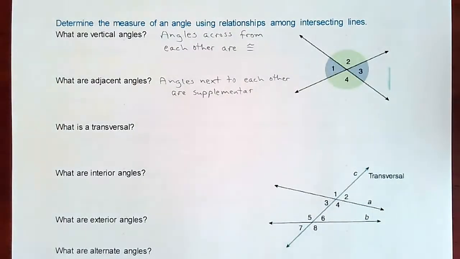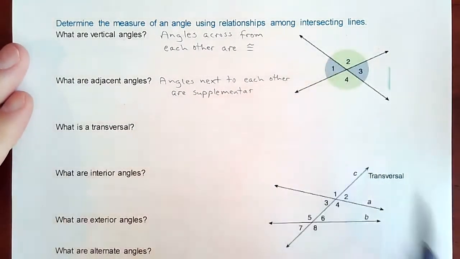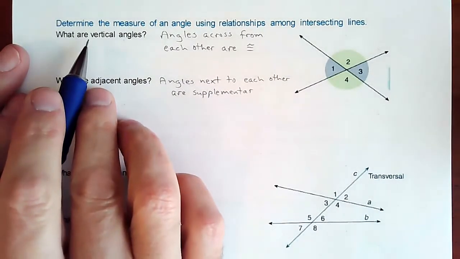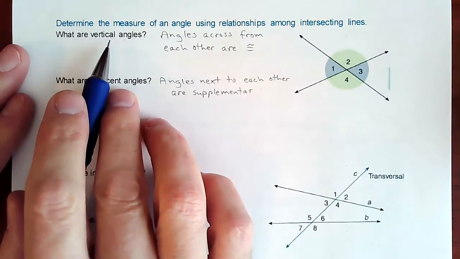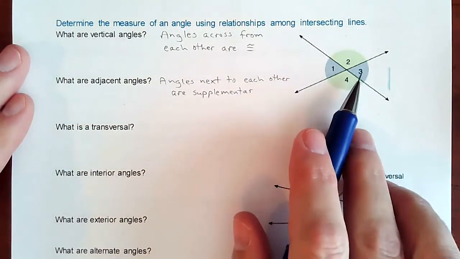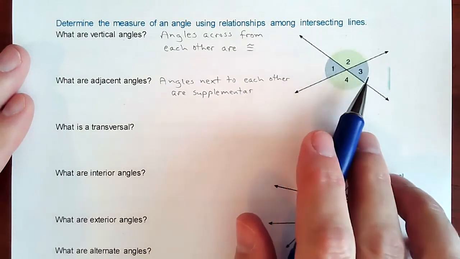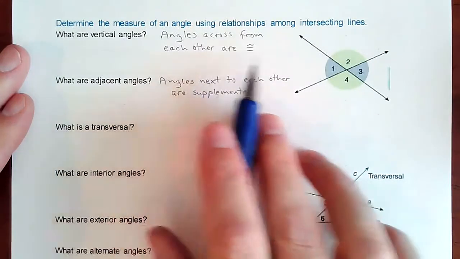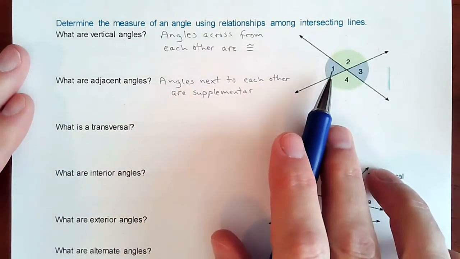In this video, we are going to talk about lines that intersect and what kinds of relationships that we have. So the first one is what's called vertical angles. Vertical angles are when you have two lines that cross. 1 and 3 are vertical angles, and 2 and 4 are vertical angles. And they are always the same in measurement. So they're congruent to each other.